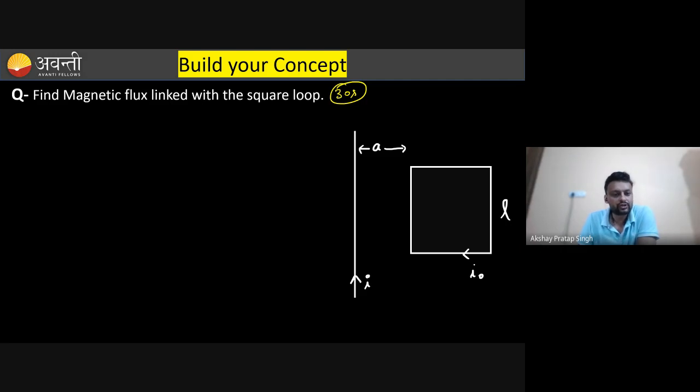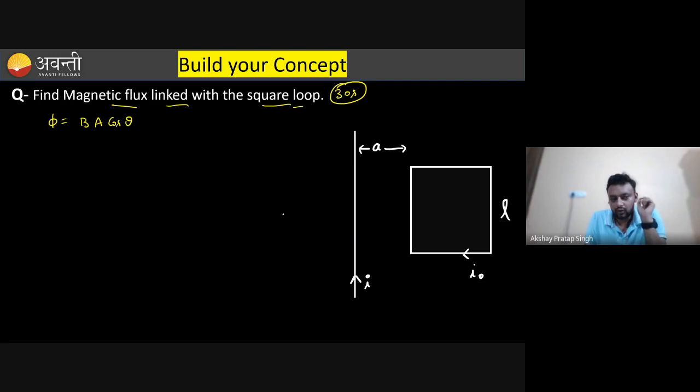Whenever you start a question, first of all, look at what it is demanding. They are saying find the magnetic flux linked with the square loop. So this is a square loop which has a side L, and this is a long wire which has some current I. Now, as soon as I see the magnetic flux term, the first thing that came to my mind is phi is equal to B A cos theta.